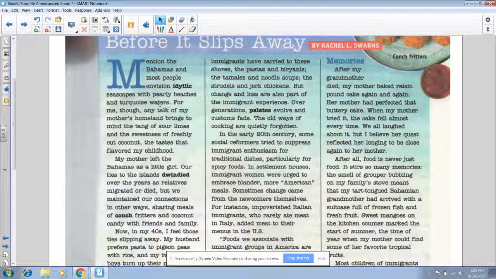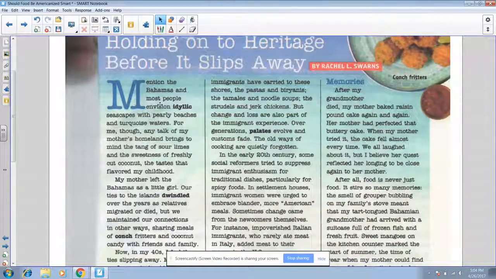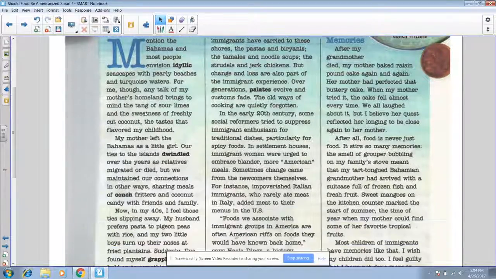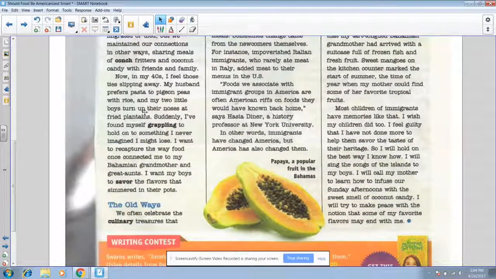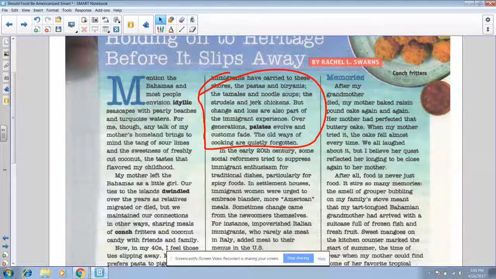You can't change the idea, but you can pick parts out from an author and use them to prove your side. For instance, if you remember this article, it actually argued that food should not be Americanized when it's brought to the United States. But this author makes a couple of points that prove my point, and I am more than welcome to use it. This time I'm going to quote this because she says it well. She really does say that. I mean, it feeds right into what I'm trying to say.